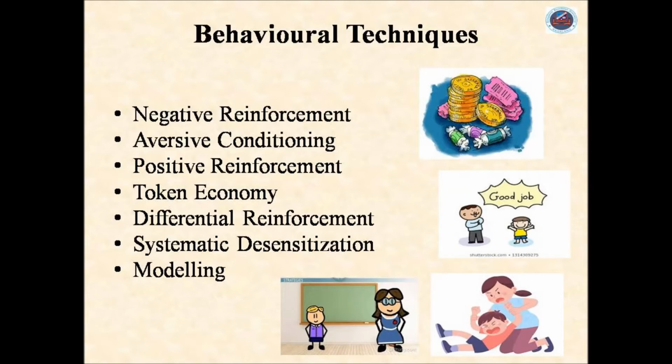Then differential reinforcement: unwanted behavior can be reduced and wanted behavior can be increased simultaneously through differential reinforcement, which means positive reinforcement for the wanted behavior and negative reinforcement for the unwanted behavior. These two can be attempted together in one particular method known as differential reinforcement.